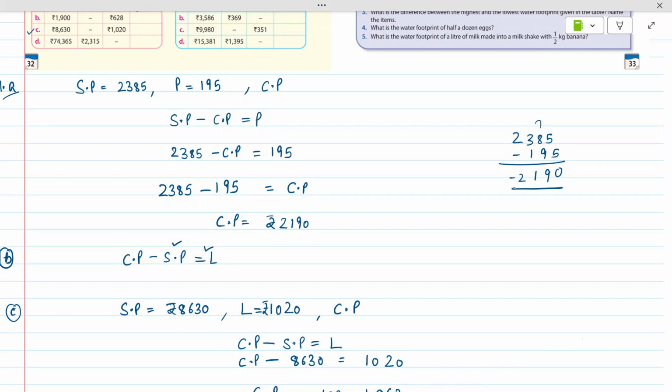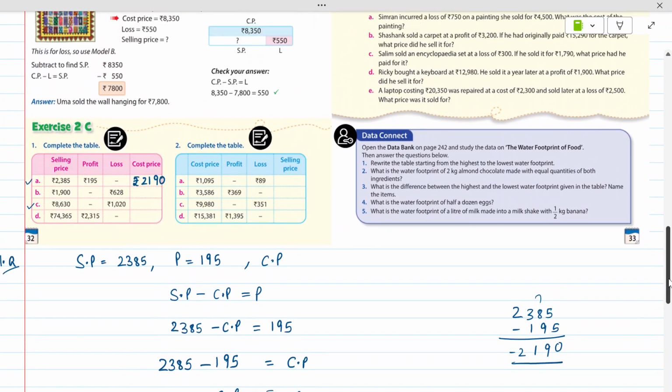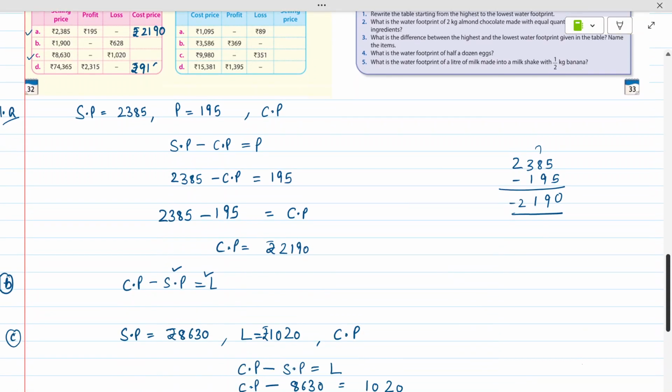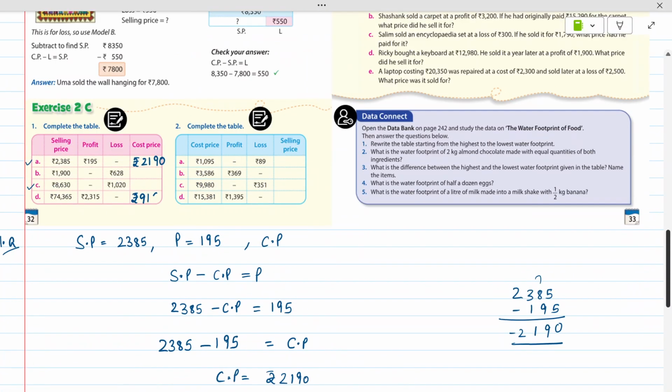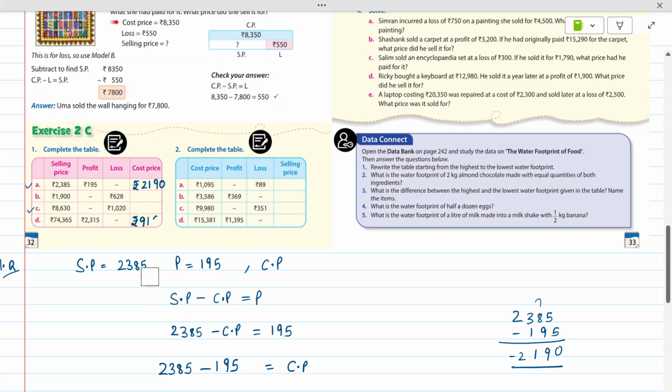What will we get? We will get 0, 3 plus 2 is 5, 6 plus 0 is 6, 8 plus 1 is 9. So the cost price is 9650. Sorry, the cost price is 9650.